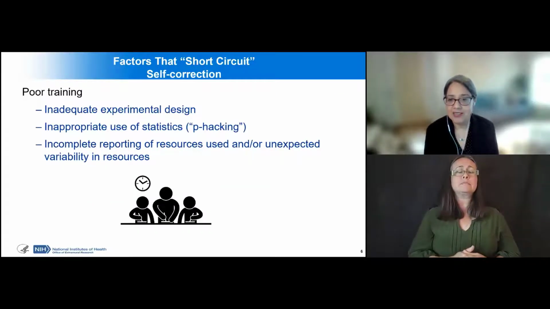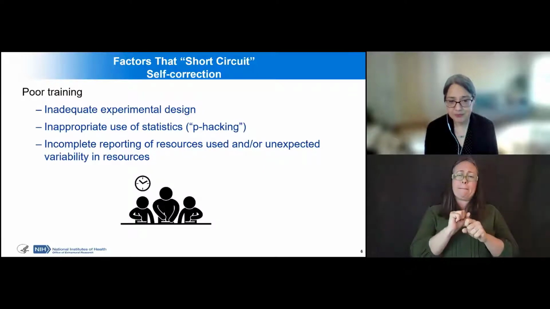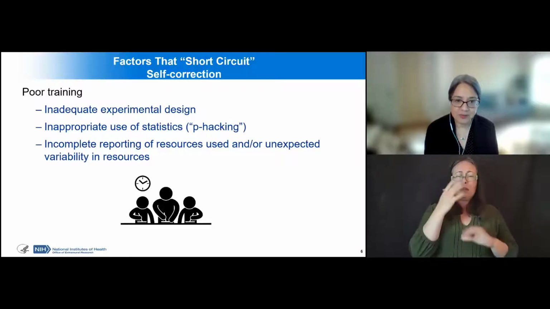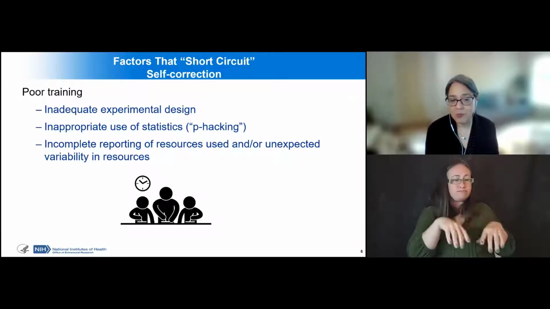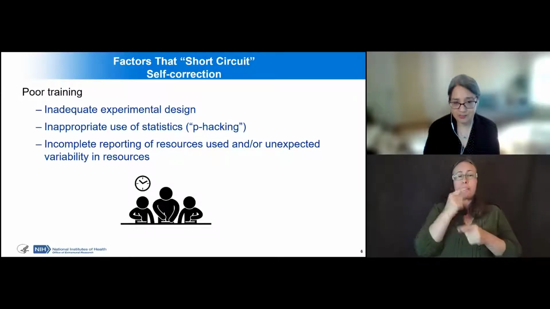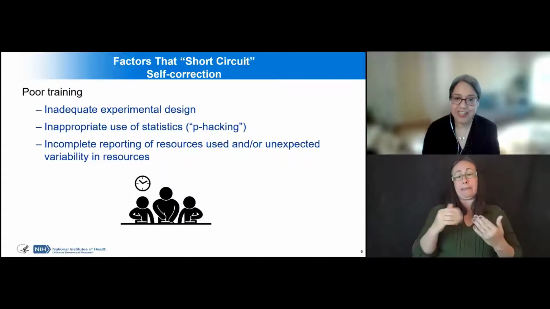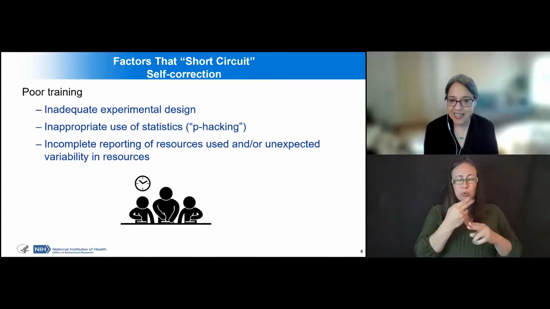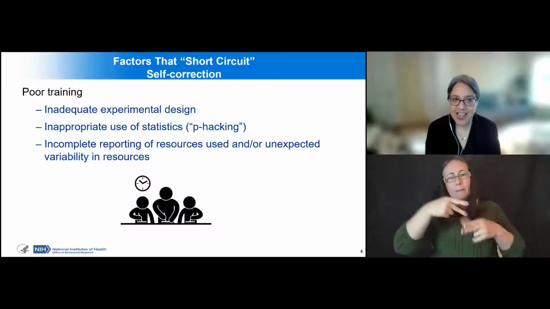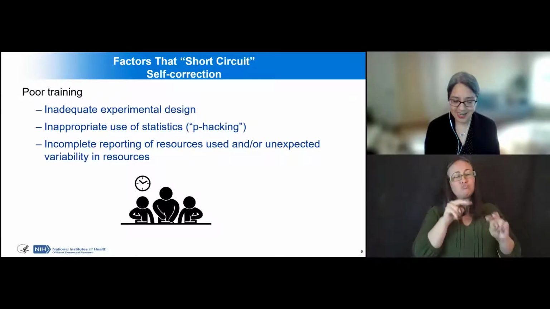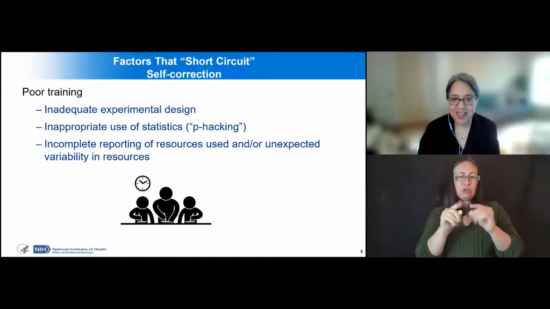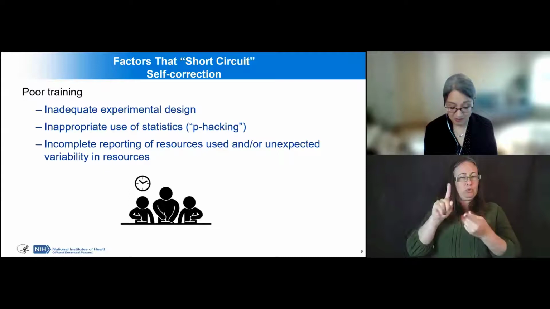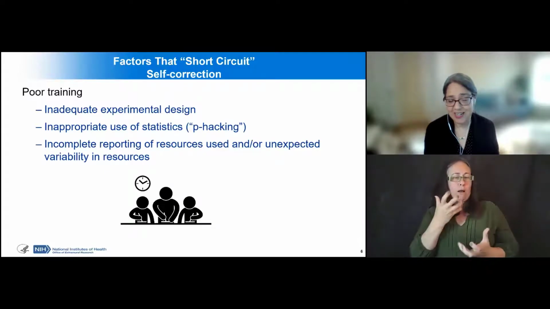So what are some of the factors that might short circuit self-correction? So what is poor training? It's possible that individuals may not have been properly trained in experimental design. There could be inappropriate use of statistics. If an individual didn't learn how to properly use statistics, there's something called p-hacking, where you take the data and basically torture it enough so you get your p-value to be at the value that you want it to be. So really, manipulating the data at that point.